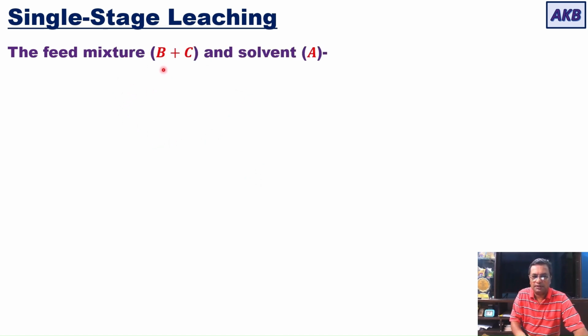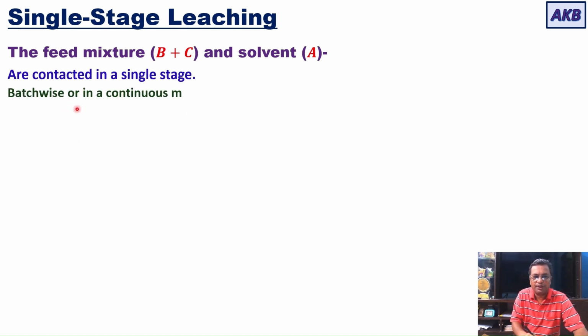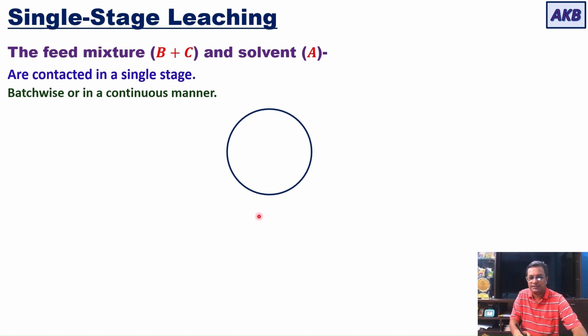Now let us talk about single stage leaching. The feed mixture, that is B plus C, and solvent A are contacted in a single stage. This operation could be carried out in a batch-wise manner, or you can carry it out in a continuous manner. So let us represent that operation schematically. Let this circle represent the stage. This is stage 1. Since this is a single stage operation, this is the only stage that will be there in the operation.